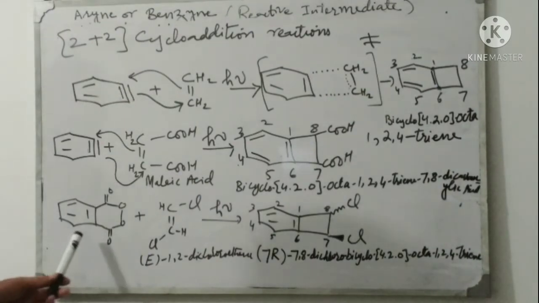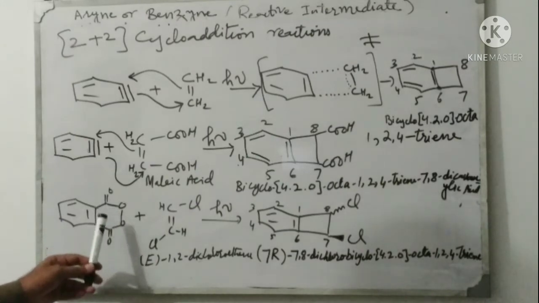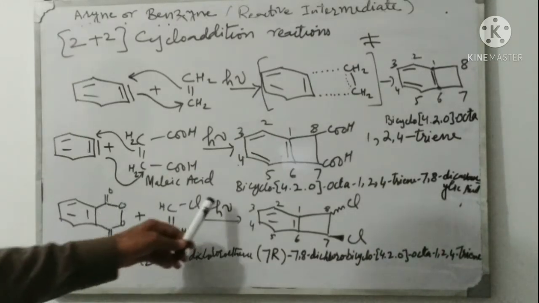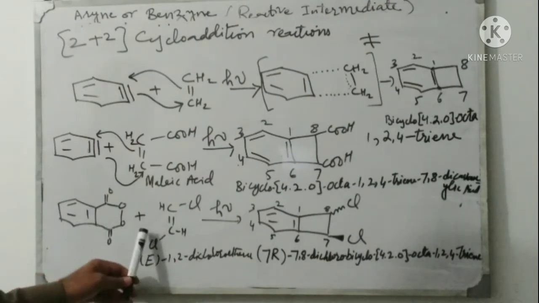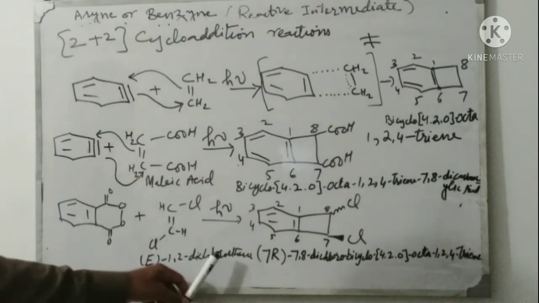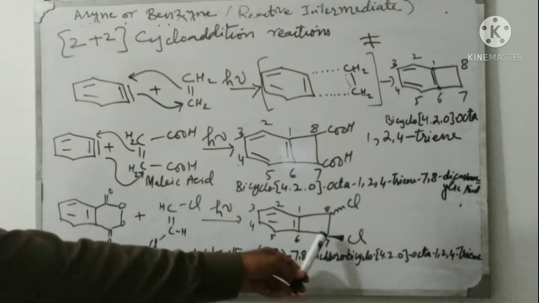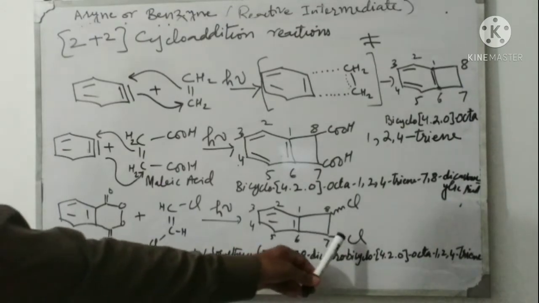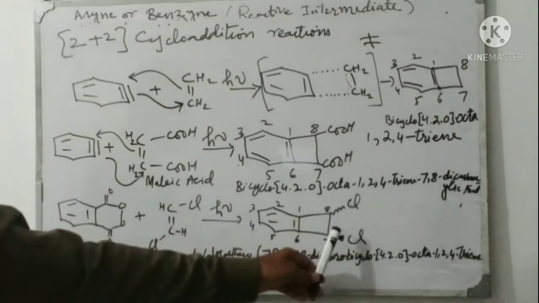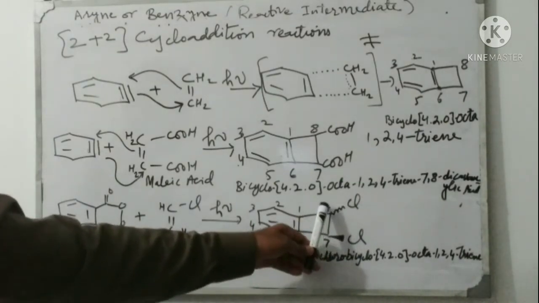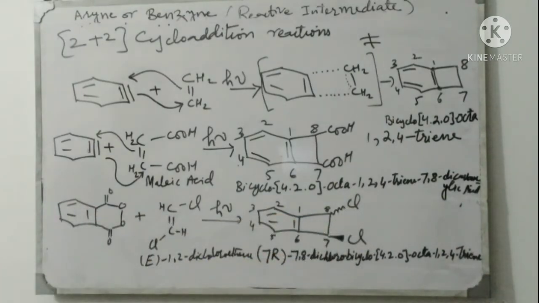So this is the third example of 2+2 cycloaddition. This one, in the presence of light, after loss of carbon dioxide, produces benzyne, and then this reacts with trans-1,2-dichloroethene. So it forms this product here. This chloro moiety has R configuration, whereas this one is above the plane or maybe behind the plane. So a mixture of both types of products will be formed.